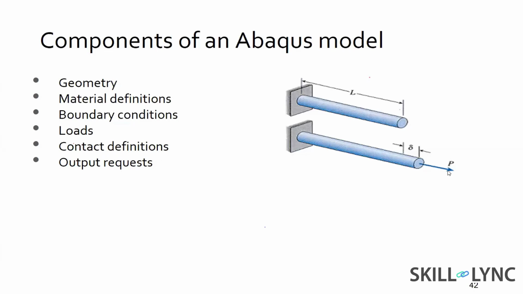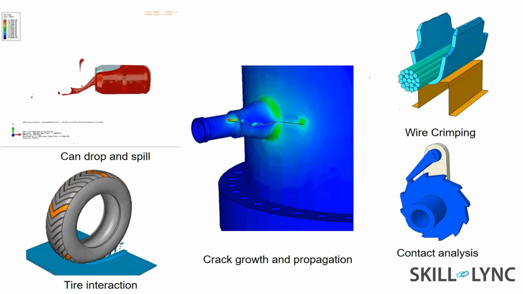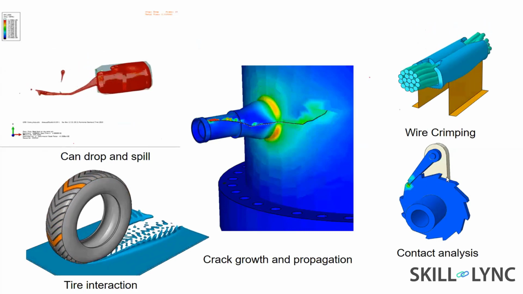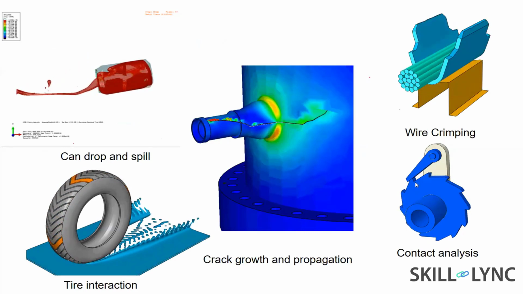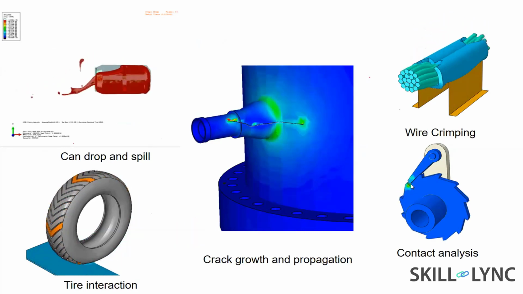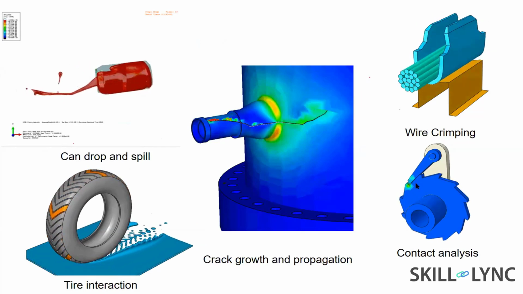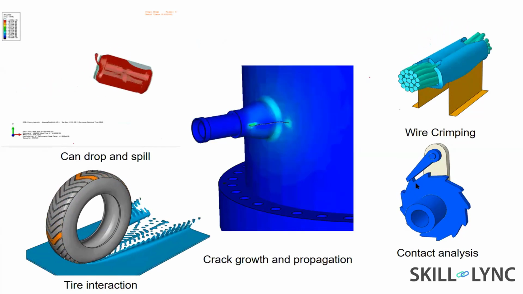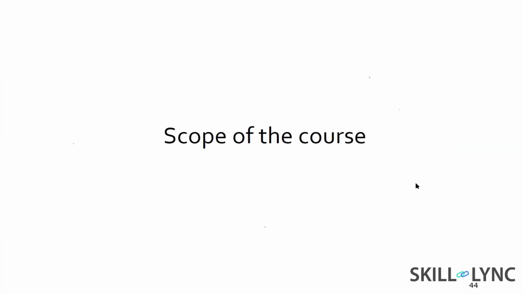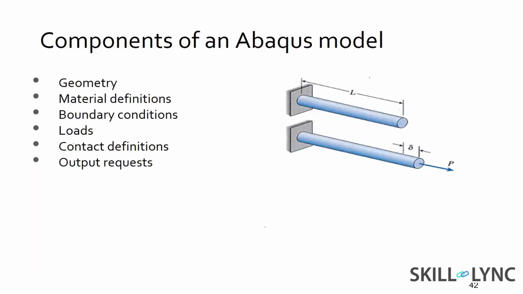Here we just have one axial load, and then there will be contact definitions. This is a fairly simple model, but let's look at this. Here in the contact analysis, we actually have this ratchet that's moving, and we look at the contact here. So in cases like this, we also have to model the contact in the Abaqus model. So that will be another component of your Abaqus model.